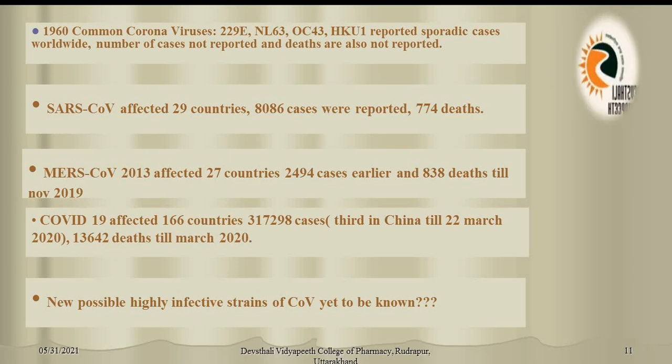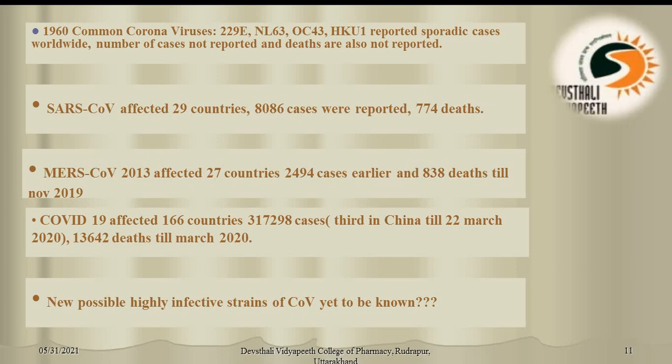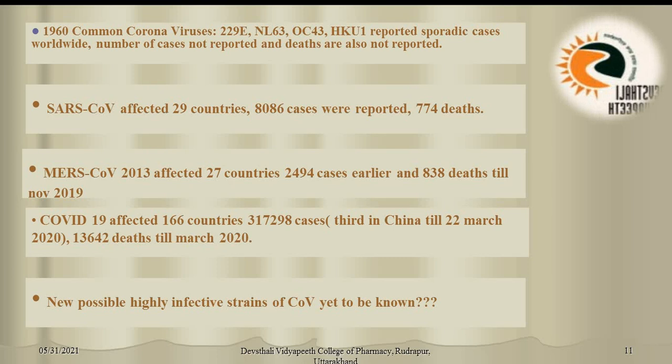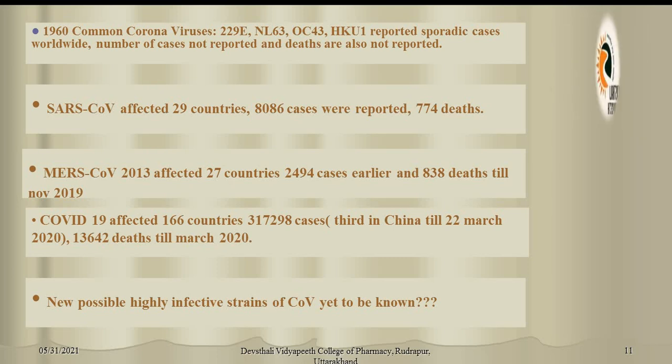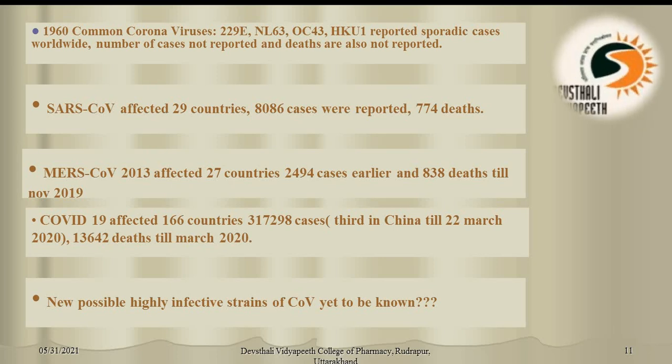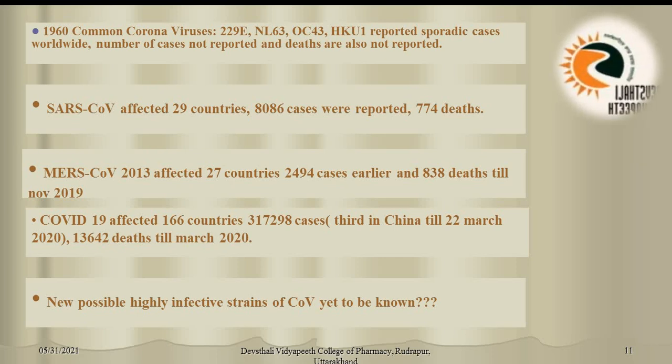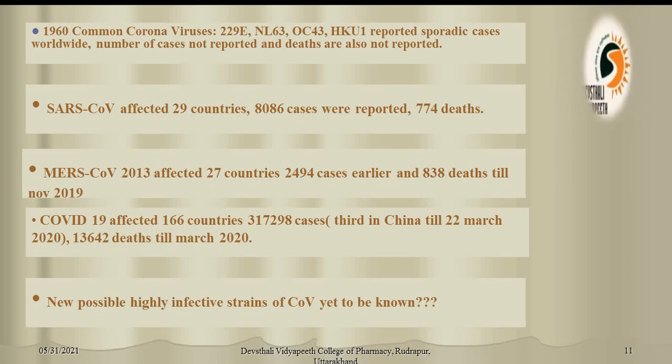MERS-CoV then emerged in 2013. It affected about 27 countries, approximately 2,000 cases were recorded, and approximately 838 deaths were recorded till November 2019. After that, COVID-19 affected about 166 countries, with 3 lakh cases in China till 22nd March 2020 and 13,000 deaths recorded till March 2020 only. And the most likely infected strain of the CoV is yet to be known.